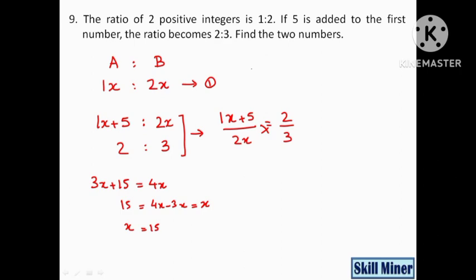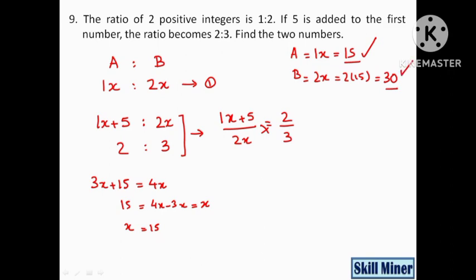So A will be 1x, which is equal to 15. B will be 2x, which is equal to 2 into 15, which is equal to 30. So the required numbers are 15 and 30.